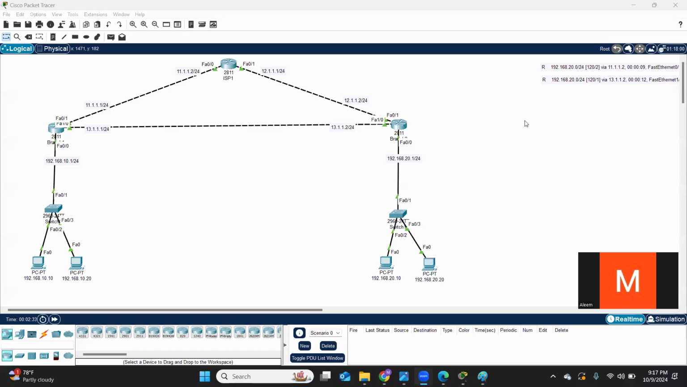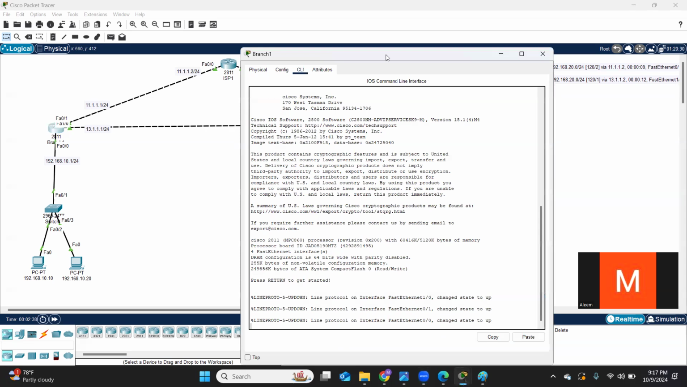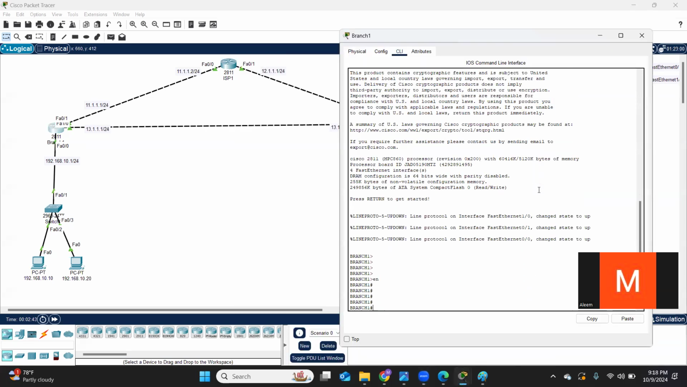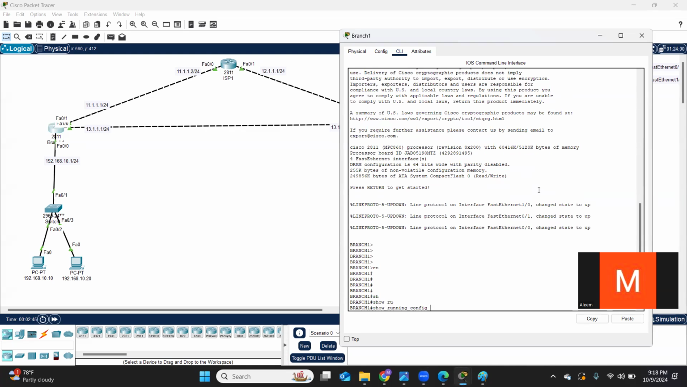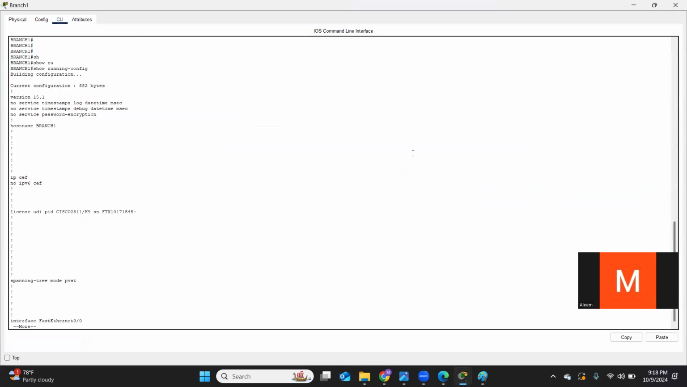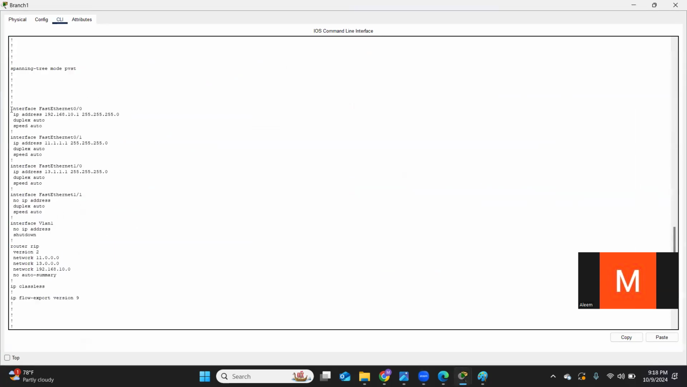Fine. Yesterday, in the configuration we did, we did the interface level only. I'll show you the configuration we did yesterday. So the branch host name we configured. Show running configuration, here we can verify the entire configuration. Each interface we have configured with IP addresses. This is the LAN interface FA0/0, and this one is our WAN interface.